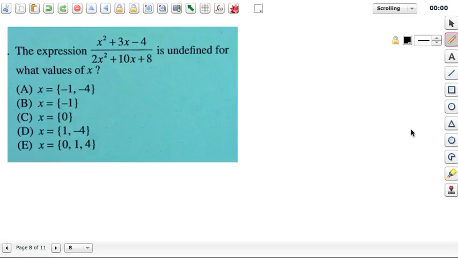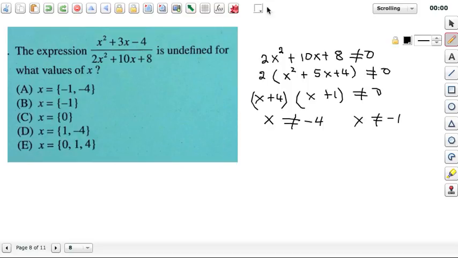All right, another one. Pause your video and try and figure out where x is not defined. In this question again, you don't want the denominator to be 0, so 2x squared plus 10x plus 8 should not be equal to 0. Factoring the 2 out, dividing both sides by 2, and factoring the quadratic equation, we get x plus 4, x plus 1. Solving for x, x should not be equal to -4, and x should not be equal to -1. So your answer choice is A.